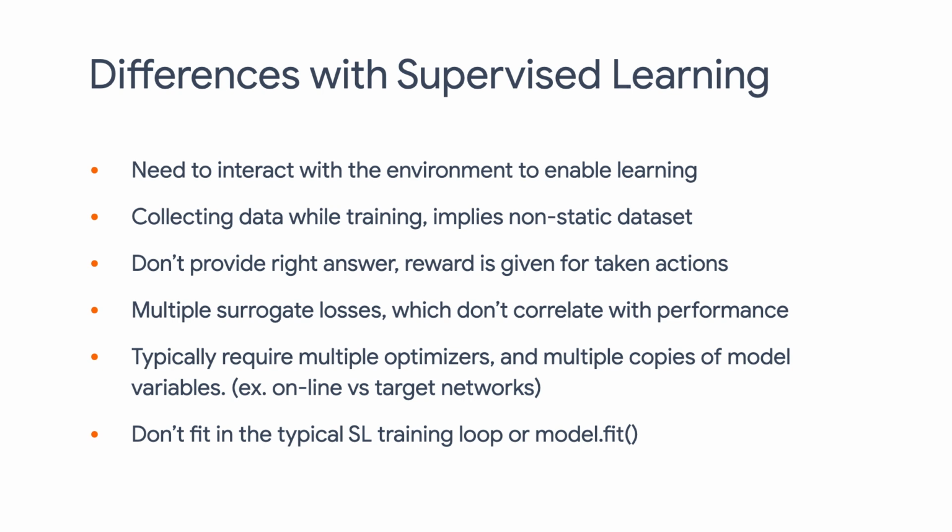More specifically, reinforcement learning needs to interact with the environment to collect the reward data to enable training. These data are not static, and they are not even necessarily the right answers since they are specific to the actions taken. There are often multiple surrogate losses, multiple optimizers, and multiple copies of the model variables involved, which makes it very challenging to train. And lastly, unlike supervised learning, a simple model.fit generally is not sufficient.